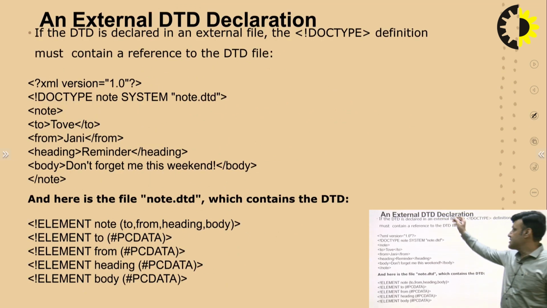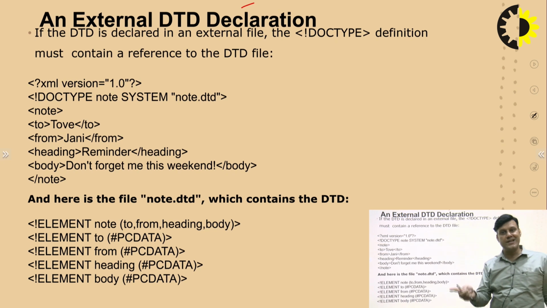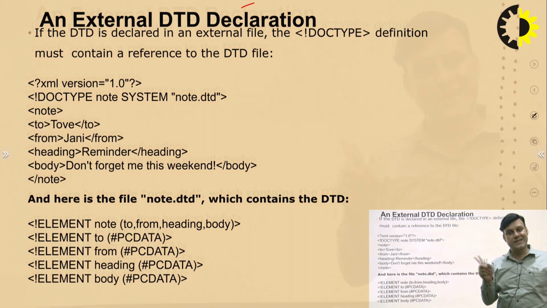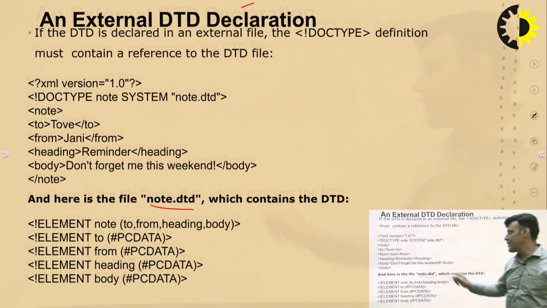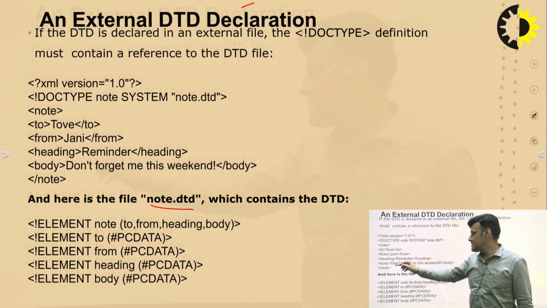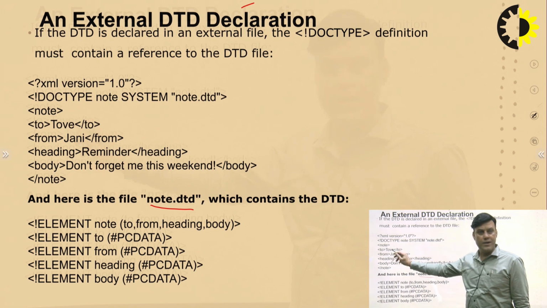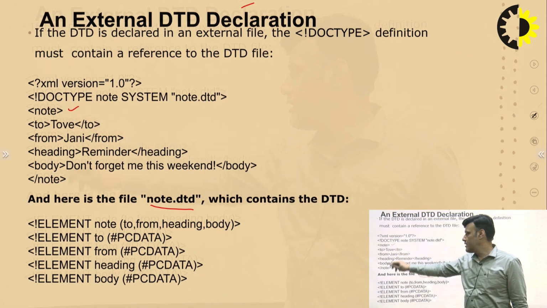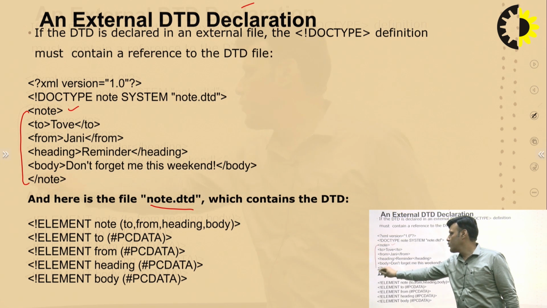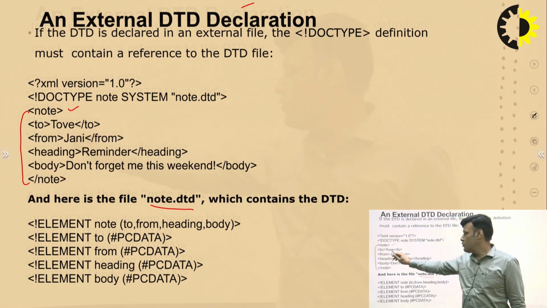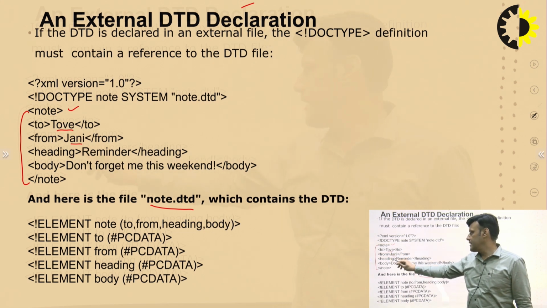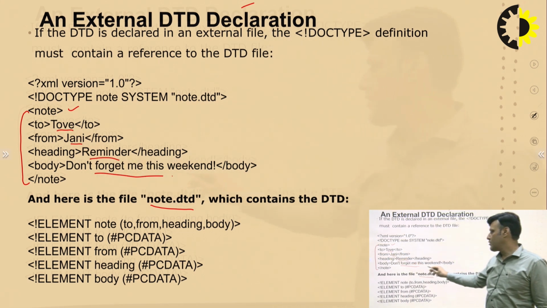Now external DTD, as I have said, there are two ways, internal and external. Internal means inline, external means we have a separate file. So for example, we have a separate file note.dtd. For example, this is my XML with user-defined tags: to, from, heading, body. This is a simple format of writing a mail: to Tove, from Jani, heading Reminder, body: don't forget me this weekend.